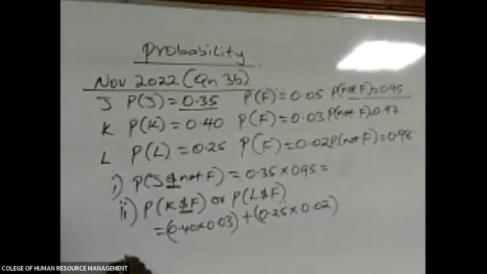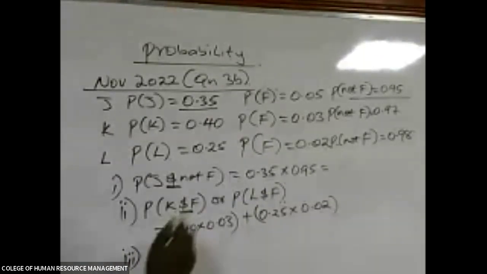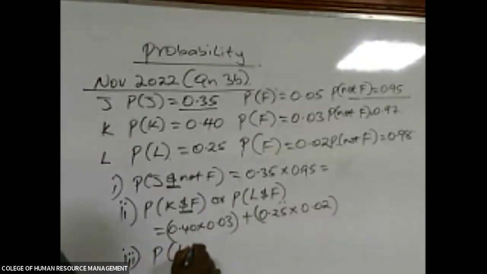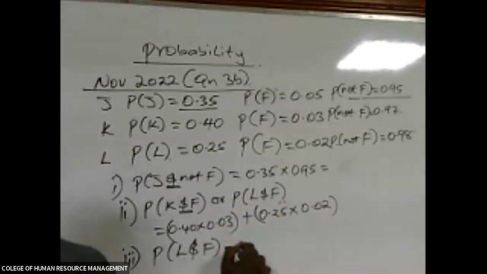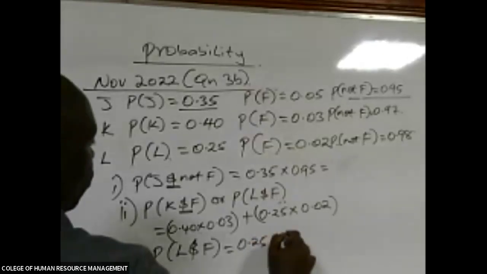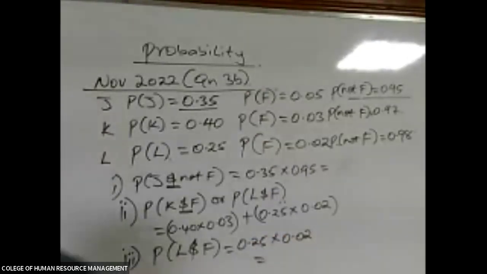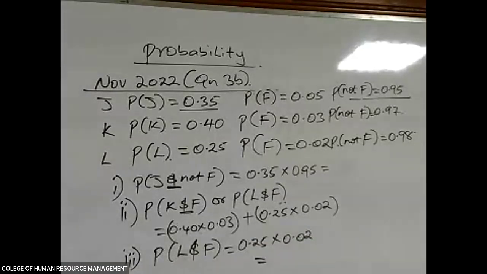Last one, Roman 3. The pen is made using machine R and is faulty. Probability that it is from R and it is faulty. It is only this part. Now work it out, it is 0.25 times 0.02. You multiply them and you get the answer.